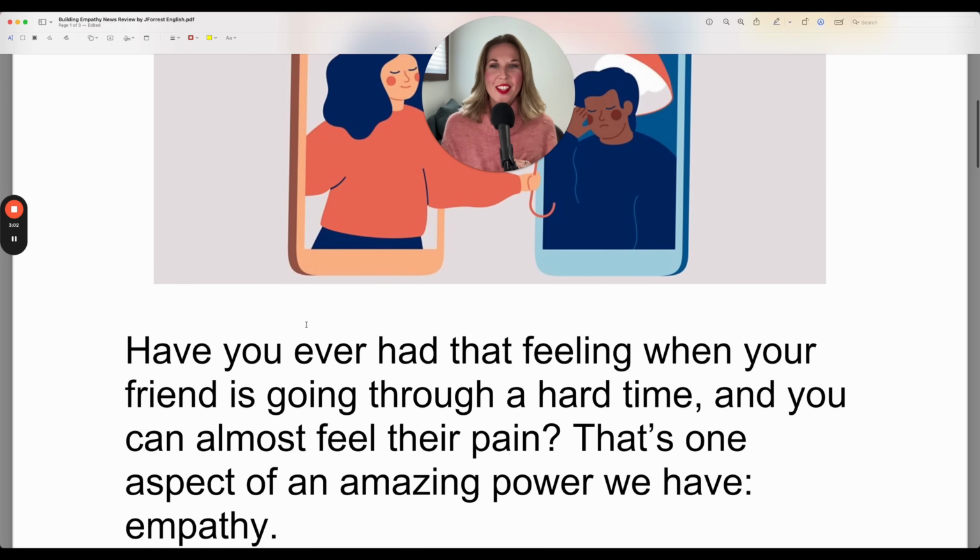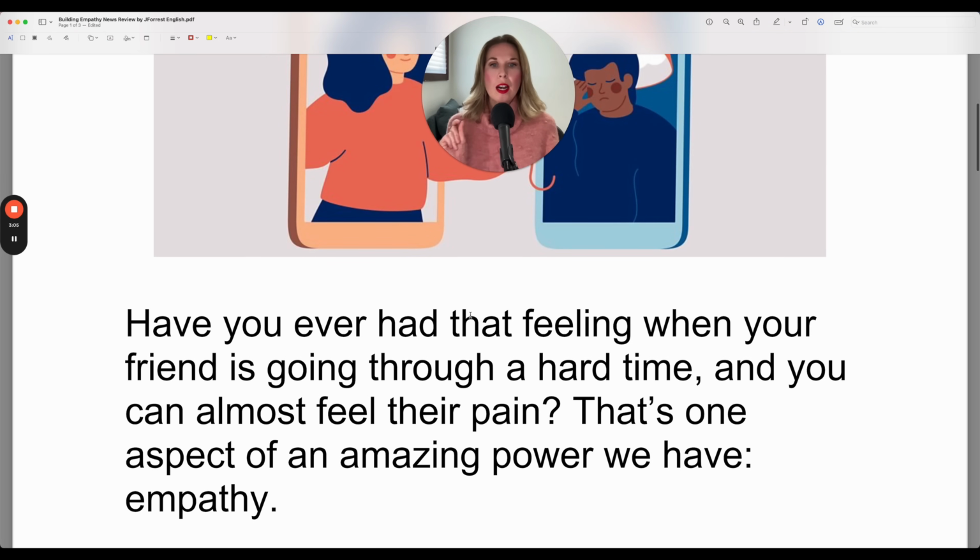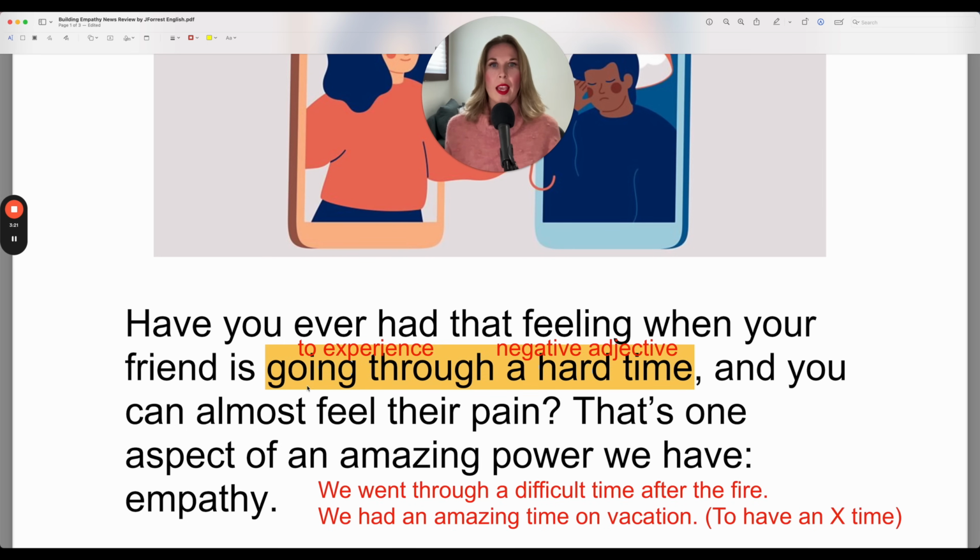Now let's continue. Have you ever had that feeling when your friend is going through a hard time and you can almost feel their pain? Now let's take a look at this. To go through a hard time. In this context, to go through, the verb is go. It's conjugated in the present continuous, is going through, but the verb is go. So to go through means experience.